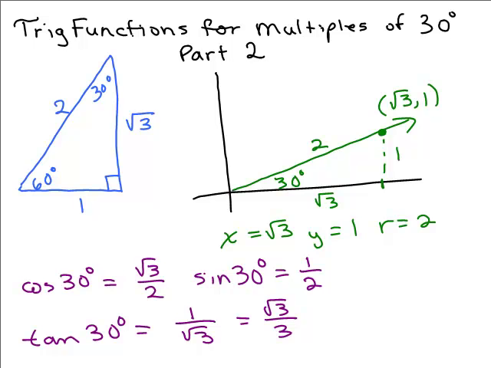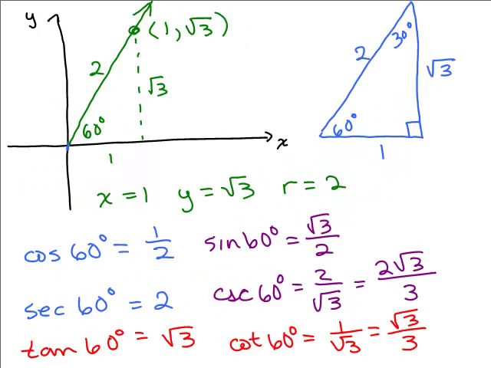To remind you what we got for 60 degrees, let's look back. This is what we did in part 1. We did it for 60 degrees instead of 30 degrees. And the interesting thing is you get the same values, but they're in different places. So let's see those side by side.